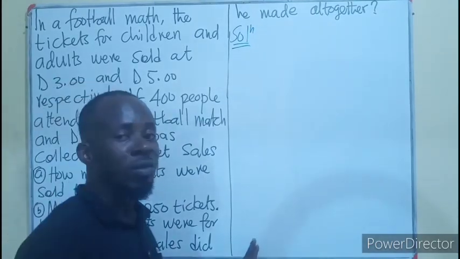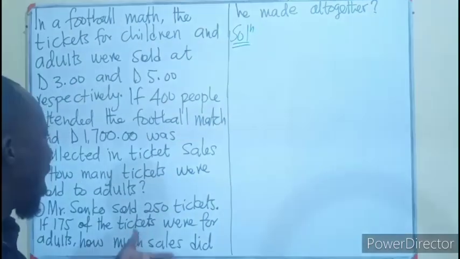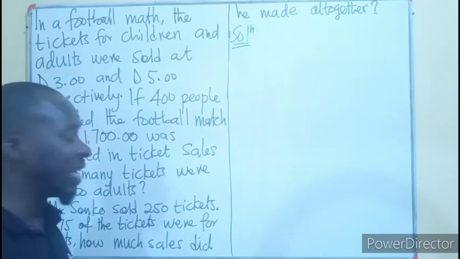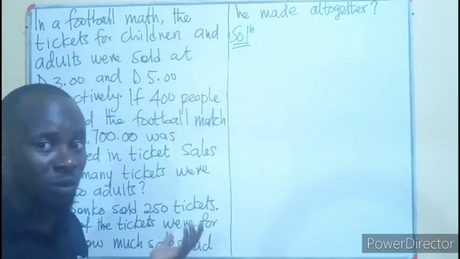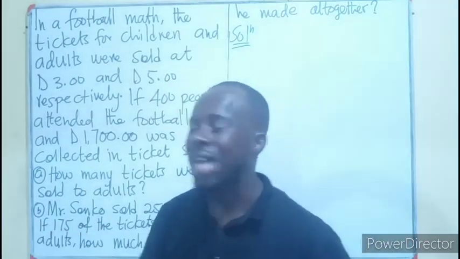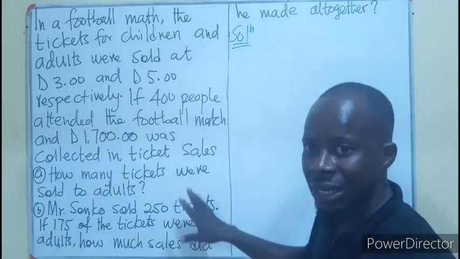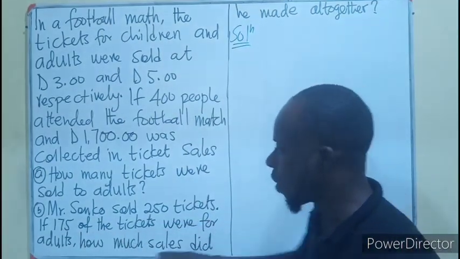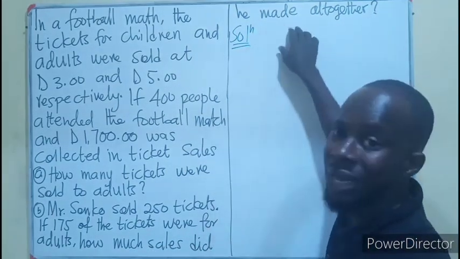For the second part, don't forget that we did not continue to find x, which is the number of children, because we are obviously not looking for the number of children. Our attention is on the number of adults, which is the number of tickets sold to the adult. That's why we ended there. You could continue if you want to find the number of tickets for children by subtracting 250 from 400. So for Mr. Sonko, he sold 250 tickets. 175 of the tickets were for adults, right? So how much sales was made altogether?